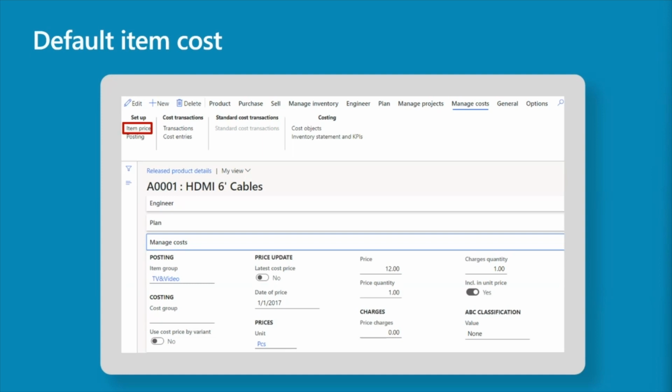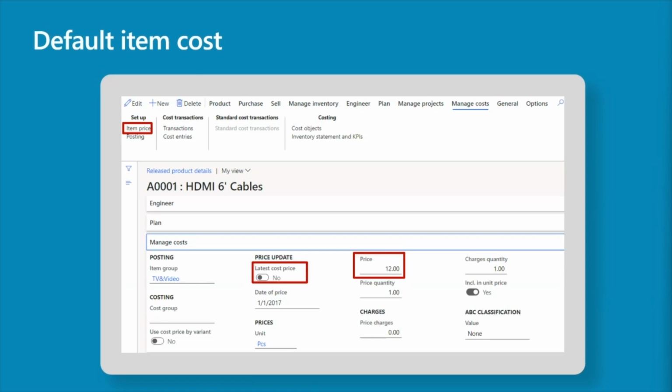It's important to note that the prices configured this way are always configured by site. So if we have multiple sites, we will need multiple costs. The second option is to define a price in the price field on the released product form. This price is only on the product level, so it would not differentiate between different sites or different product variants. We also have the ability to automatically update this price field we just mentioned by enabling the latest cost price flag on the item record.